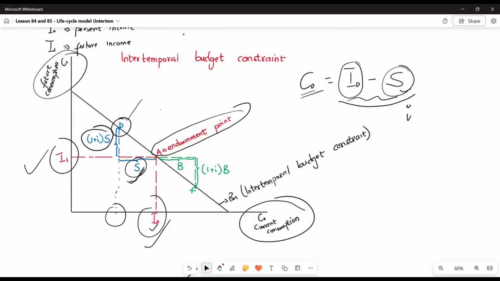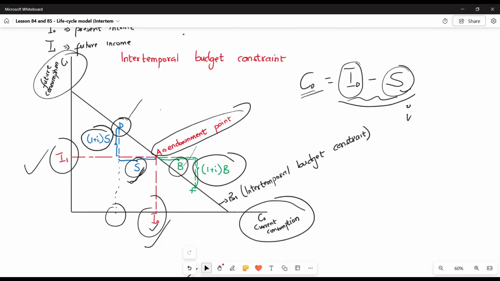Instead of saving, Samuel can also decide that he will consume more in the current period, which means that he's going to borrow an amount of money against his future income. If you are looking at this option and assume that Samuel borrows B amount in the current period at the same interest rate I, then his future consumption is going to be reduced by this equation here, which is the amount he borrowed plus the interest that is accrued on that amount borrowed.